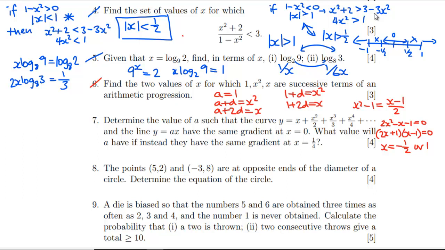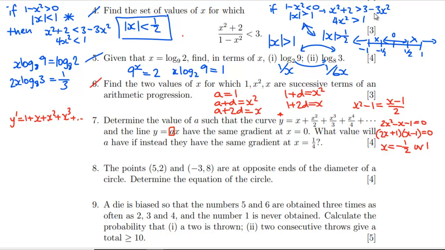7. Determine the value of a such that the curve y equals x plus x squared over 2 plus x cubed over 3, okay, this sort of infinite series we've got going on here, and the line y equals ax have the same gradient for x equals 0. Right, well, we know that the gradient of this graph is that. So we've got a gradient a there, so we want the gradient of this thing over here to be a as well. So let's get our y dash, which is going to be 1 plus x plus x squared, okay, plus x cubed, right? That's why they've done what they've done. So we've got all of that.